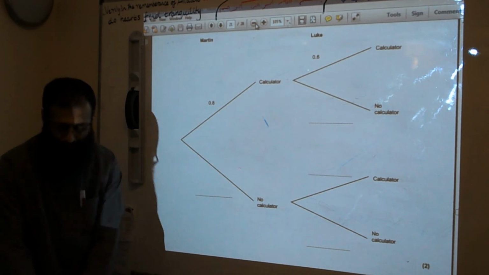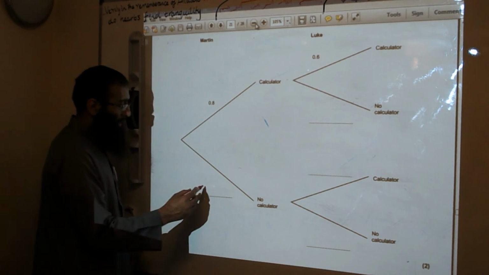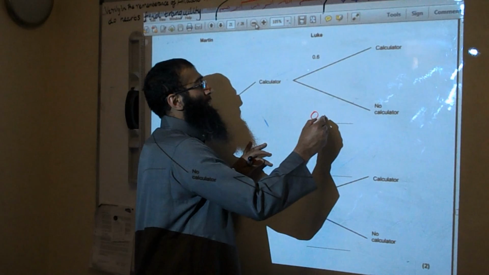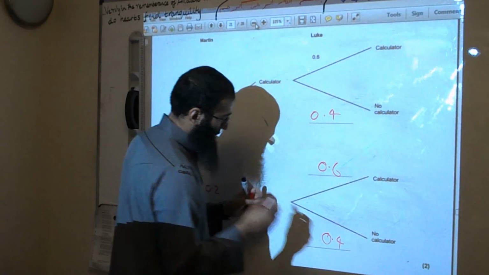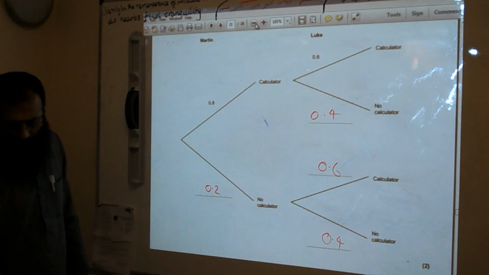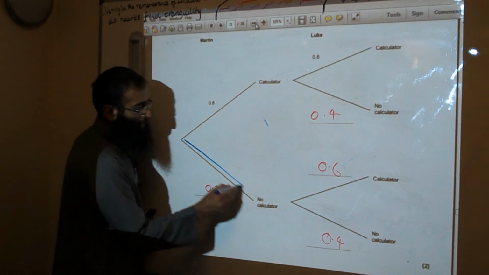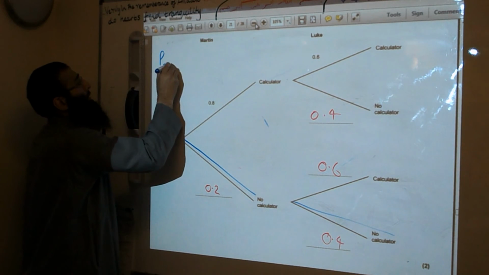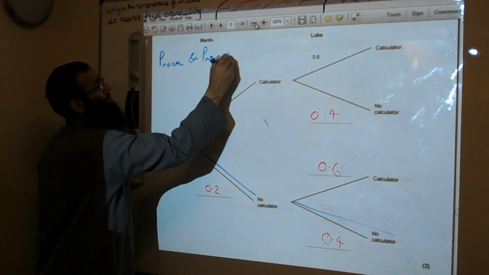Complete the probability tree diagram. These are independent events. 0.8 is the one he'll bring it, so the one he won't bring it will be 0.2, because they have to add up to 1. Luke's 0.6, so the opposite of 0.6 is 0.4. So that's that part of the diagram done. Look at the probability that both Martin and Luke will not bring a calculator to the lesson. So you've got to go down here, not bring calculator, and no calculator.